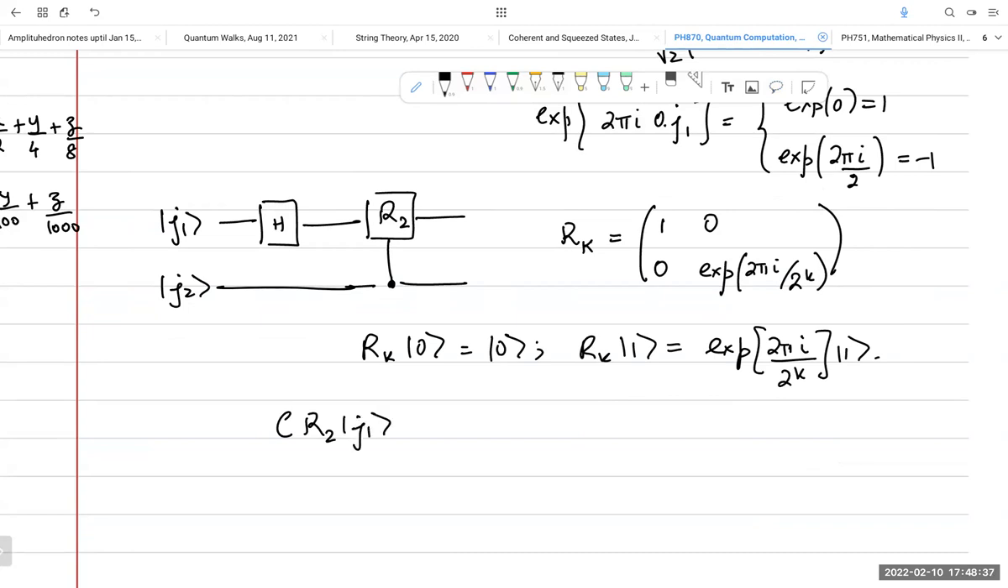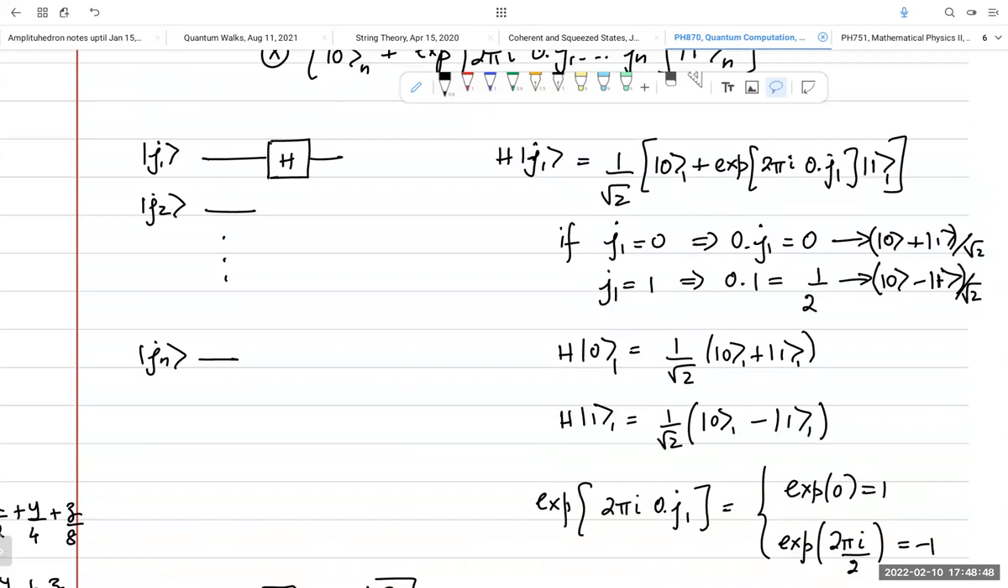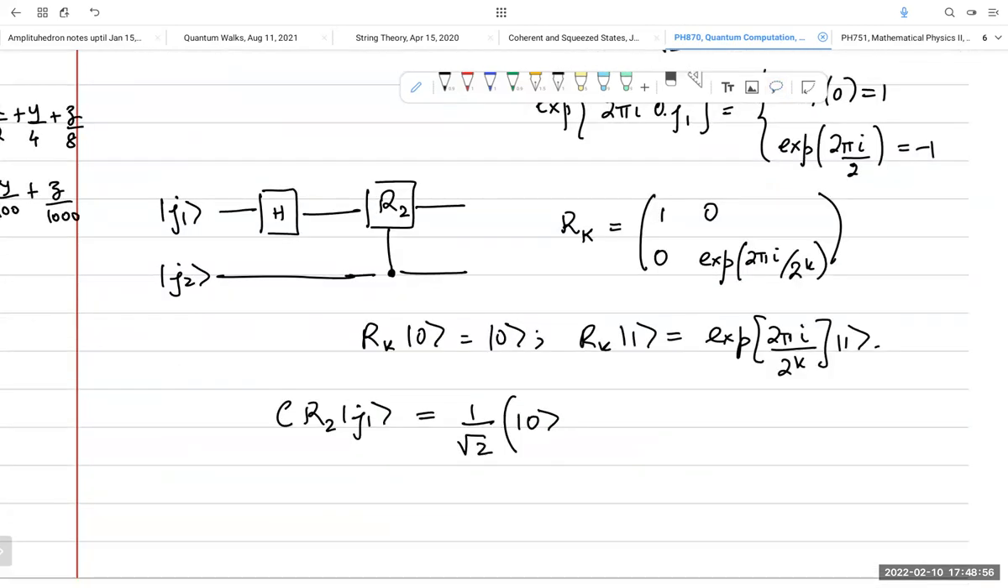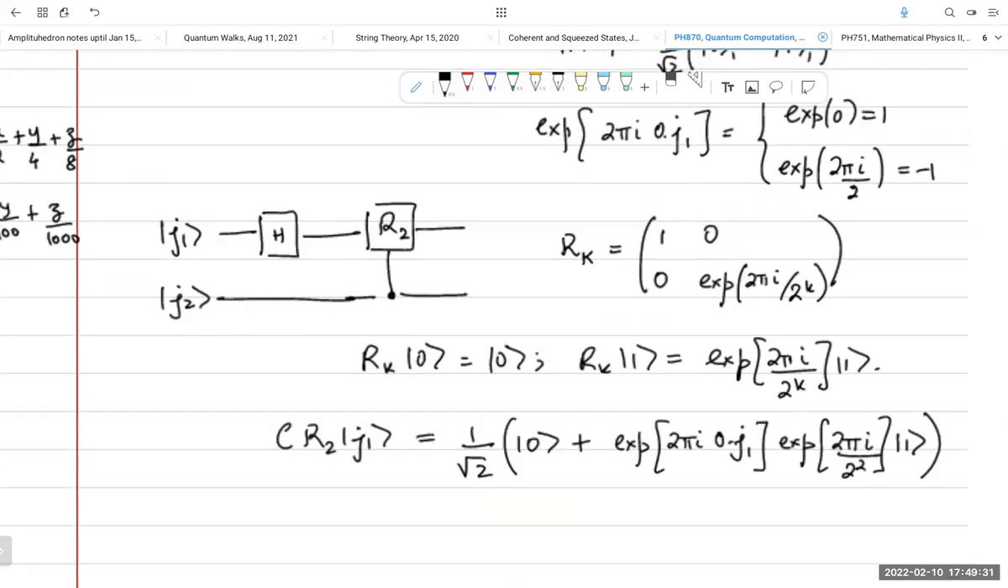CR2 acting on j1 will give me 1 by root 2, and remember that j1 was this zero plus this phase. So I'll get zero, but this phase will only act on the second qubit. So I'll get zero, exponent 2 pi i 0.j1. I already had that. And then I'm multiplying it by this phase factor R2. What is R2? I get exponent 2 pi i by 2 to the 2, times 1.